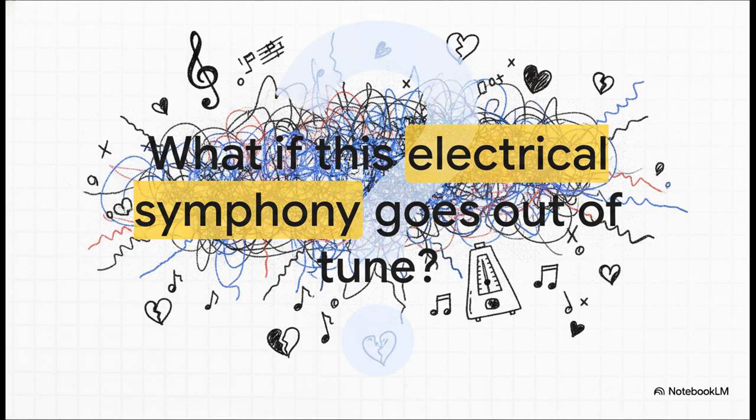So, now you know the rules. You know exactly what normal looks like. But here is the critical question. What happens when this finely tuned electrical symphony goes completely out of tune? How do we actually spot the typos and errors in this visual language?